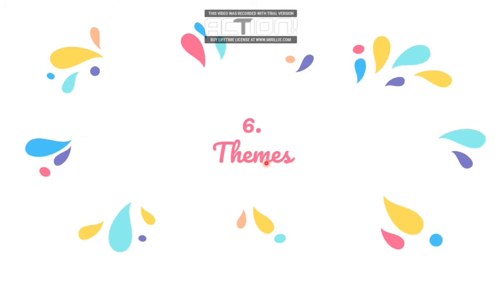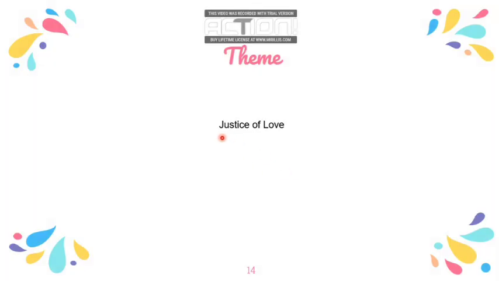The next is themes. In the theme, I choose justice of love. It is caused by the young man wanting to fight for his love by taking his lover back again.